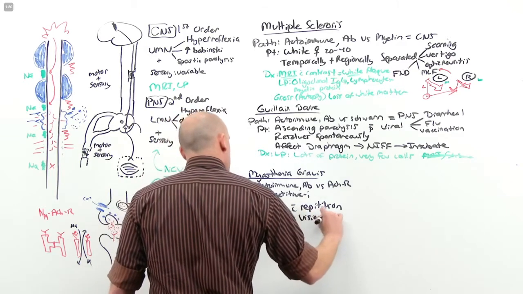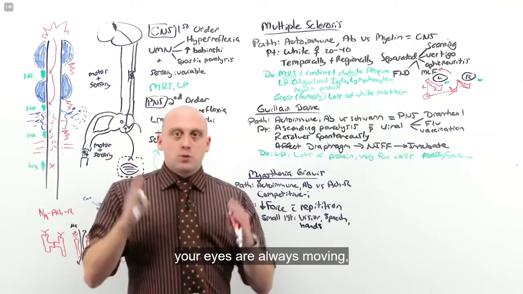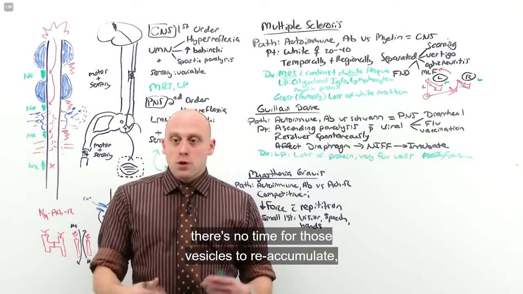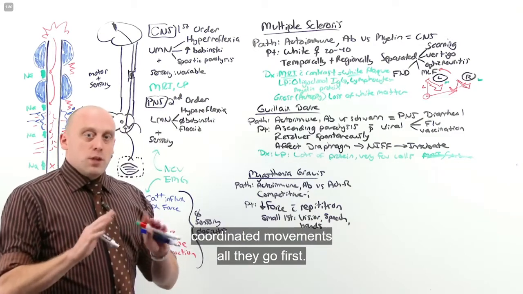Vision, speech, which means swallowing, and hands, fingers. You look around all the time, your eyes are always moving. If your eyes are always moving, there's no time for those vesicles to reaccumulate, which means you get blurry vision, have trouble talking or swallowing. And the highly coordinated movements, well, they go first.